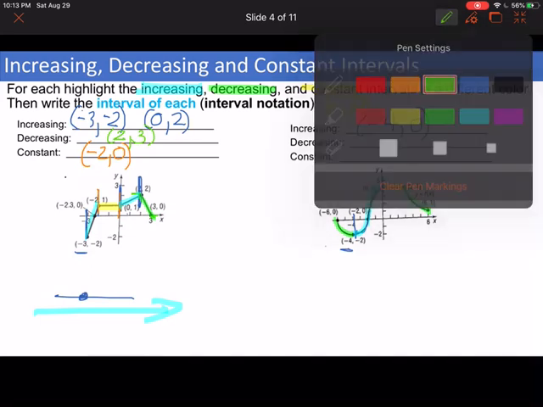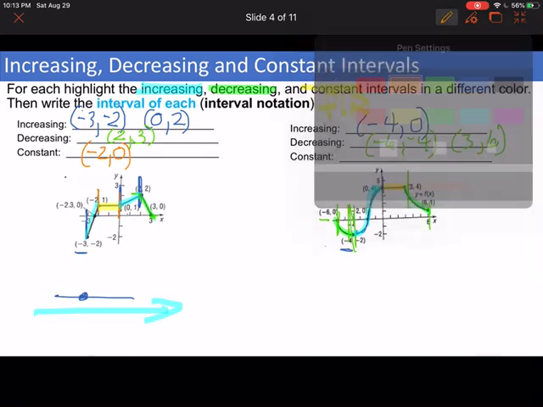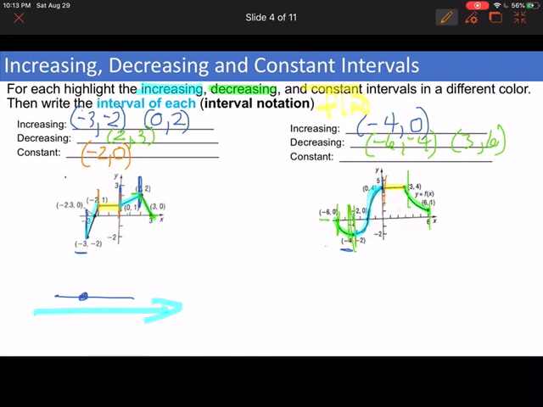Decreasing. Okay, I'm going to go from here to there. Oops, there. -6 to -4. And then 3 to 6. And then this one, 0 to 3. Now, if you look at all these numbers, -6 is where we started from, -4 to here, and then 0, 0 to there, 3, 3, 6. Okay, so there's all the intervals.